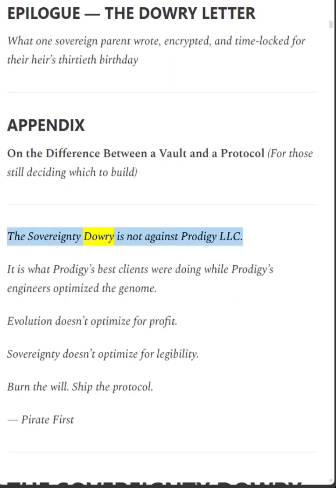The Sovereignty Dowry is not against Prodigy LLC. It is what Prodigy's best clients were doing while Prodigy's engineers optimized the genome. Evolution doesn't optimize for profit. Sovereignty doesn't optimize for legibility. Burn the will. Ship the protocol.